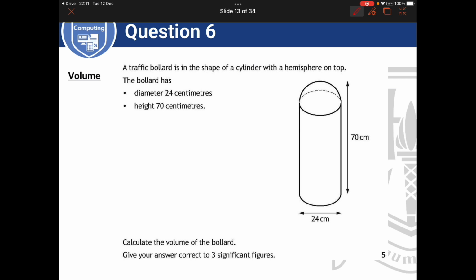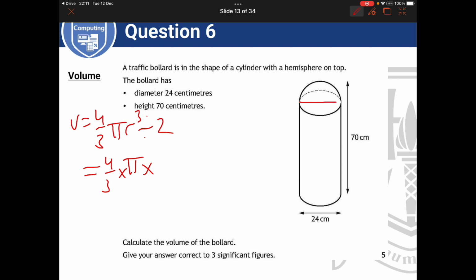You'll get given the formula for the volume of a sphere. It's 4/3 pi r cubed. This is a hemisphere though, or half a sphere, so we want to make sure we're dividing that answer by 2. So let's stick in the values for the sphere. That's 4/3 times pi times the radius cubed. So what's the radius of the sphere? Well, it tells you the diameter of the cylinder, which is also the same as the diameter of the sphere, is 24. So the radius will just be 12.